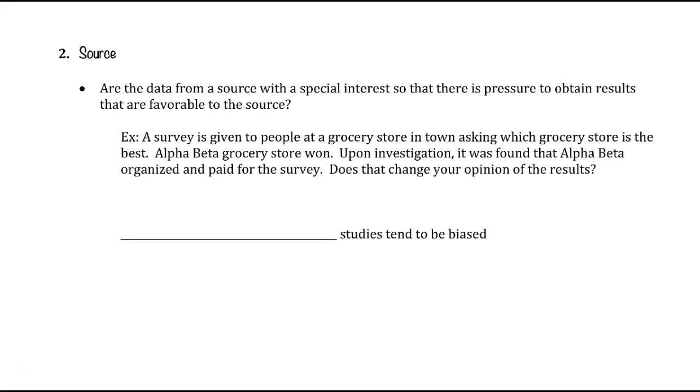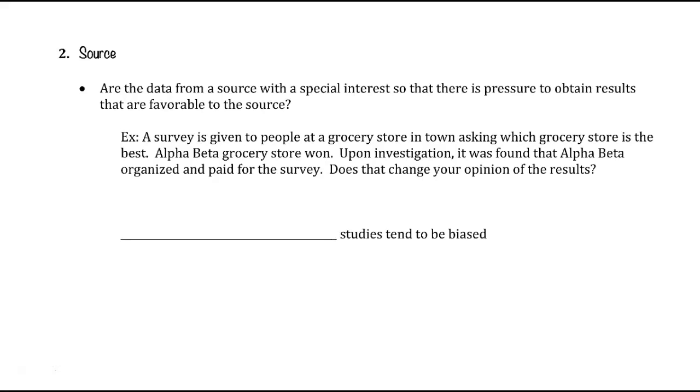Alpha Beta Grocery Store won. Congratulations! But upon investigation, it was found that Alpha Beta was the one that organized and paid for the survey. So now what do you think of those results? If Alpha Beta organized and paid for the survey, it's pretty likely that they asked customers that were already at their store and likely to shop there and think that that grocery store is the best. So there's definitely a built-in bias.